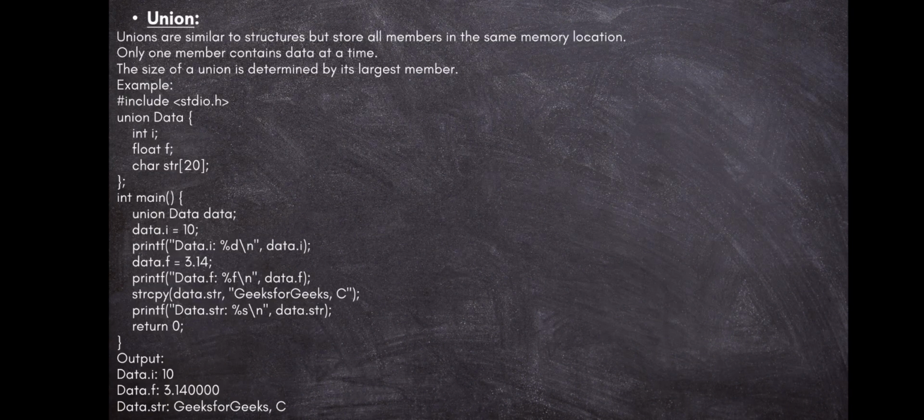The second one is the union. Well, unions are similar to structures but store all members in the same memory location. Only one member contains data at a time. The size of a union is determined by its largest member. We can see the example program. We have implemented the keyword union.